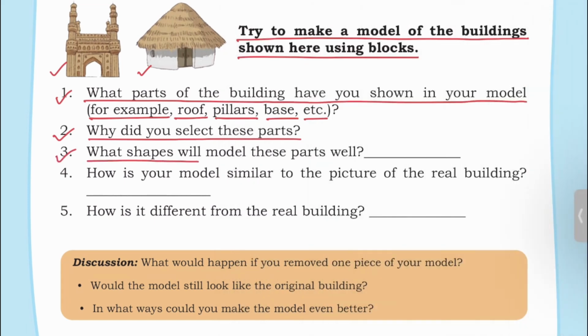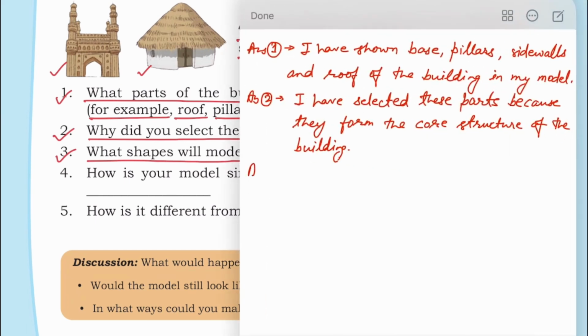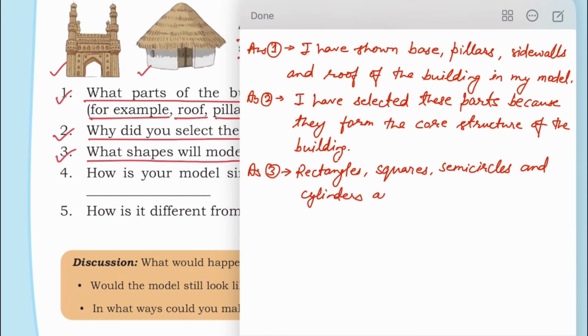Three. What shape will model these parts well? Answer is: rectangles, squares, semicircles, and cylinders are the shapes that model these parts well.